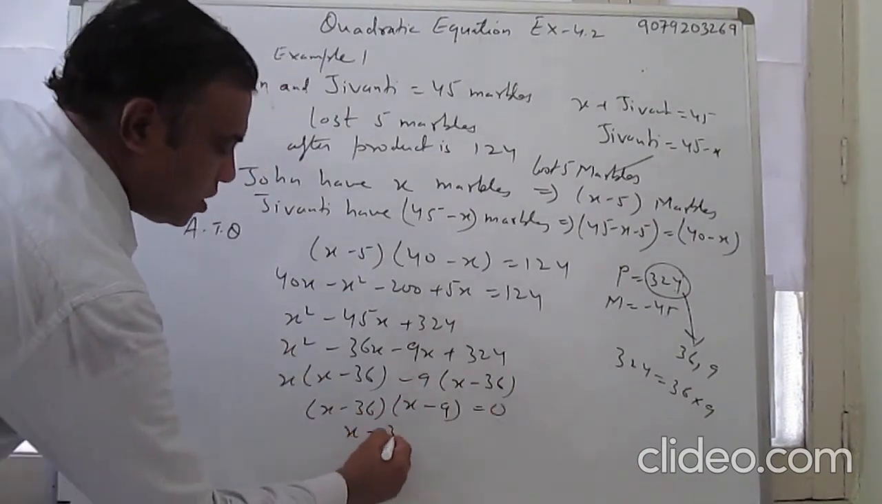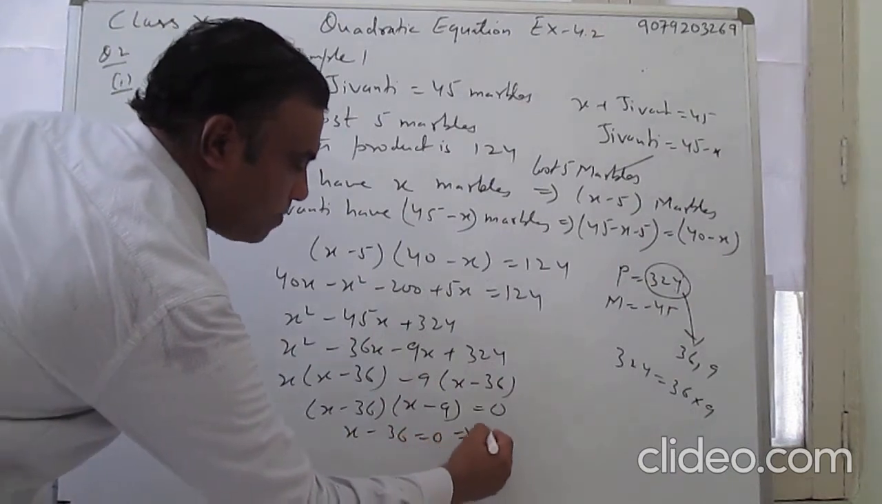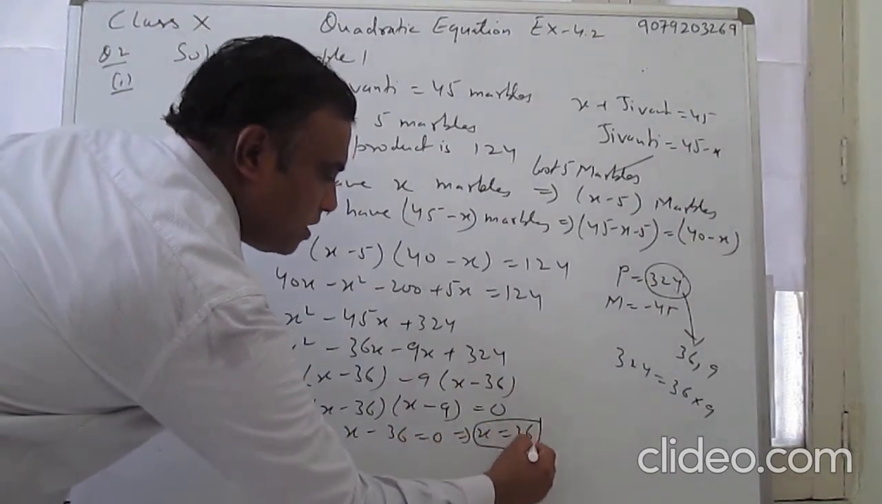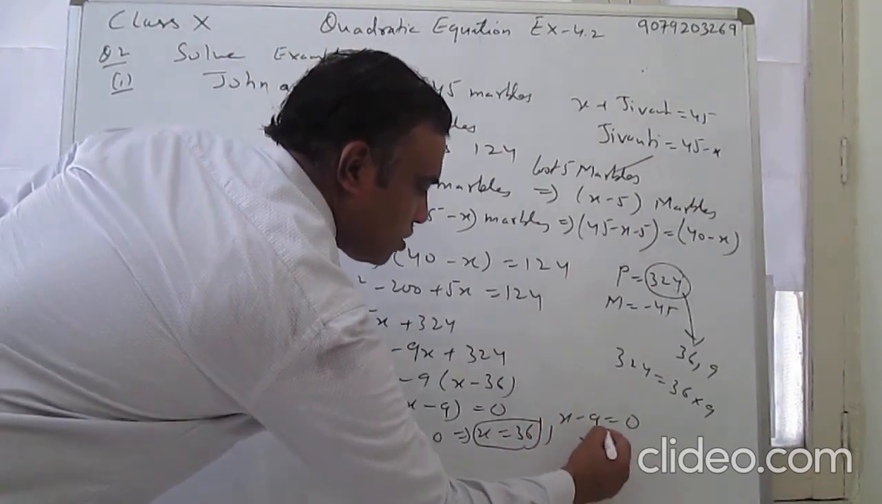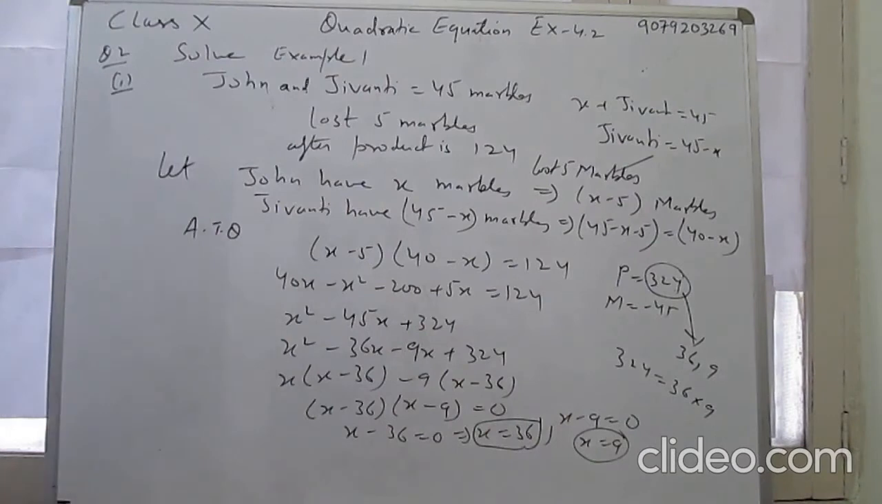So x minus 36 is equal to 0. It will become x is equal to 36. If x minus 9 is equal to 0, then x is equal to 9. These are the two numbers of marbles.